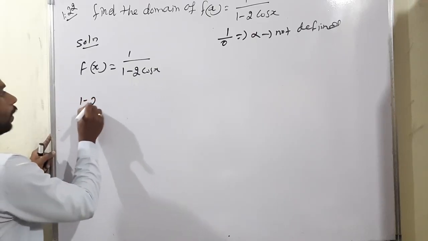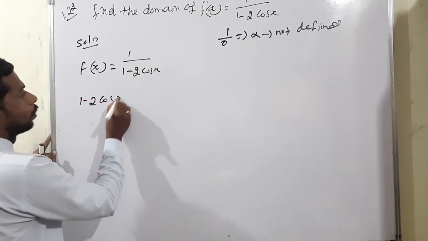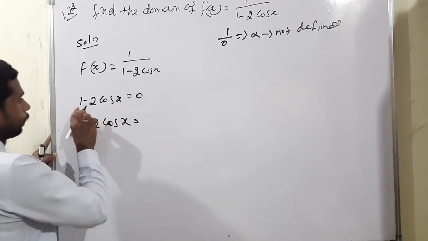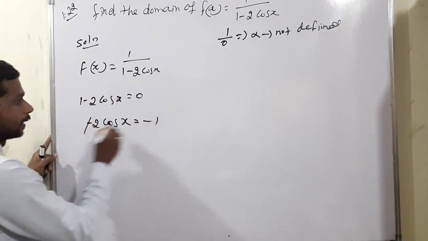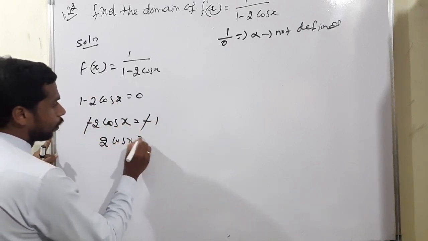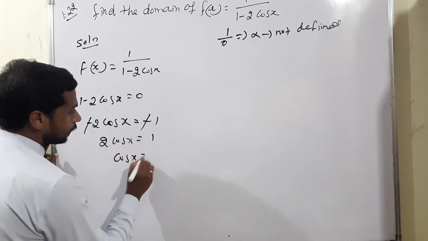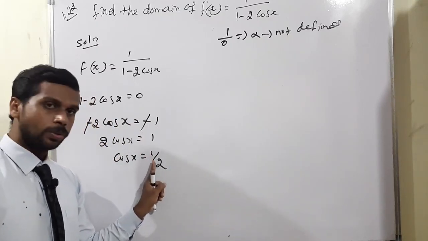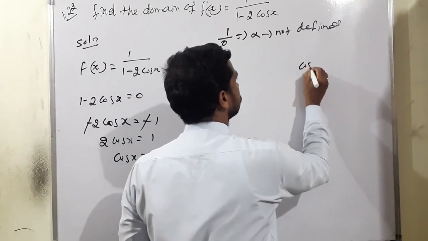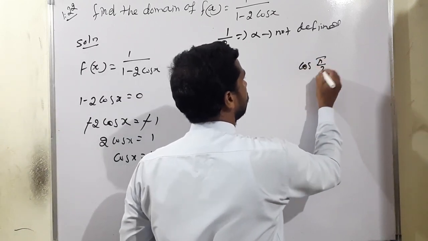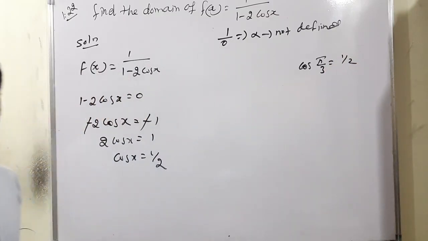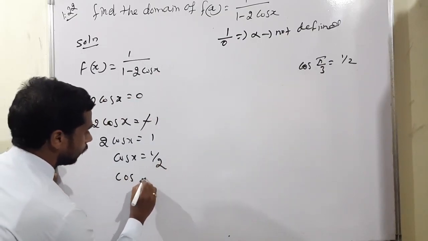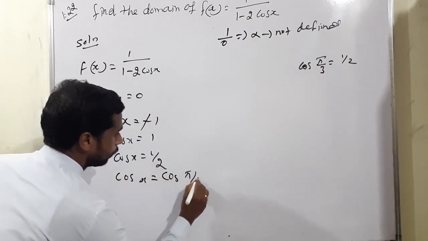Okay. Therefore 1 minus 2 cos x is equal to 0 means minus 2 cos x is equal to minus 1. Bring it to the opposite side, minus 1. Minus minus cancel. Again 2 cos x is equal to 1 means cos x is equal to 1 by 2. Therefore, when you get the value cos x equal to 1 by 2, cos 60, isn't it? So cos pi by 3 is equal to 1 by 2. Cos 60 value is 1 by 2. So instead of 1 by 2 we can write cos pi by 3. Therefore cos x is equal to cos pi by 3.